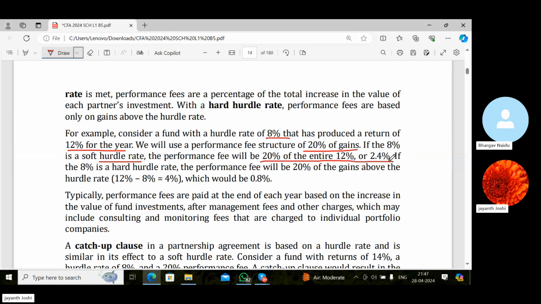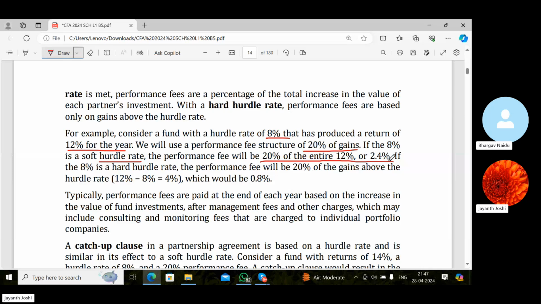What did you understand with this? We want to give a 20% performance fee on gains. So how much is the gain you made out of this? 4%, correct? So if 8% is the soft hurdle rate, the performance fee will be 20% of the entire 12%, or 2.4%. If the 8% is the hard hurdle rate, the performance fee will be 20% of gains above the hurdle rate, that is the 4%, which would be 0.8%.